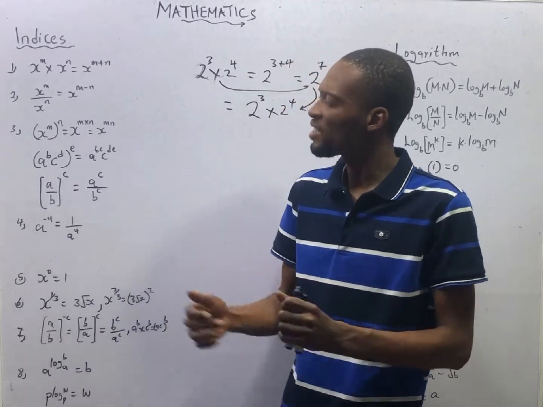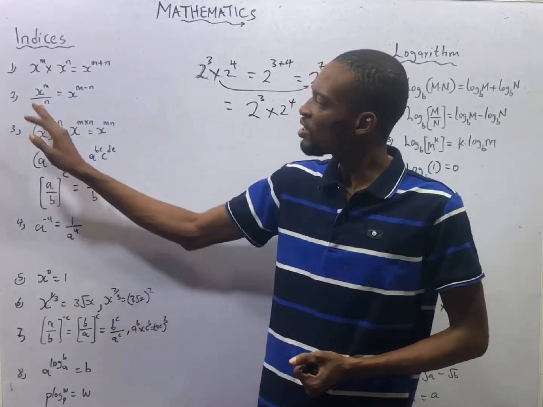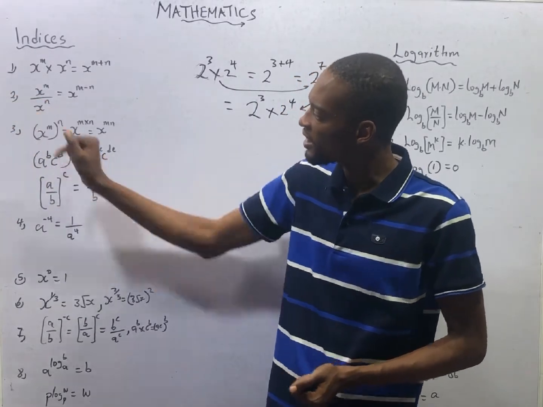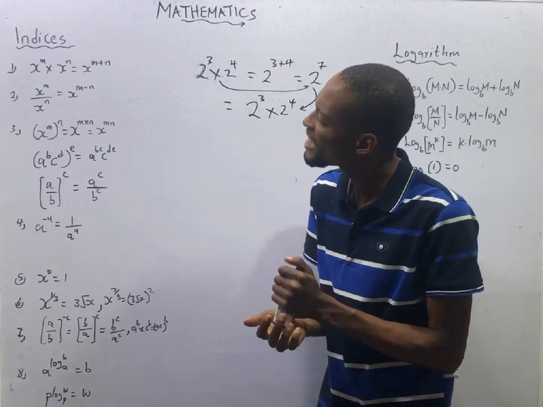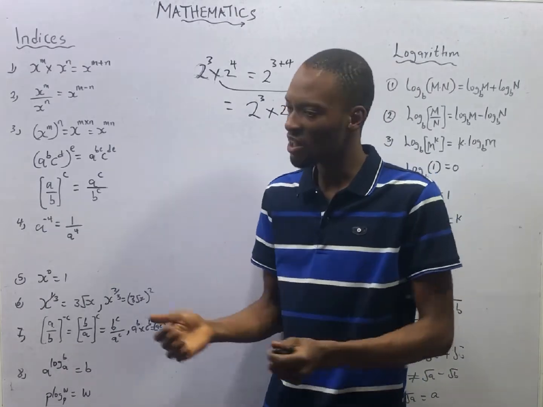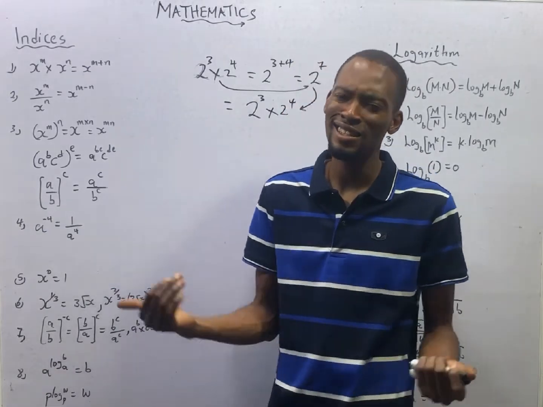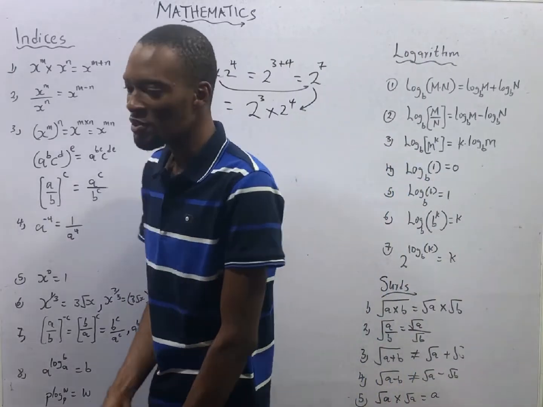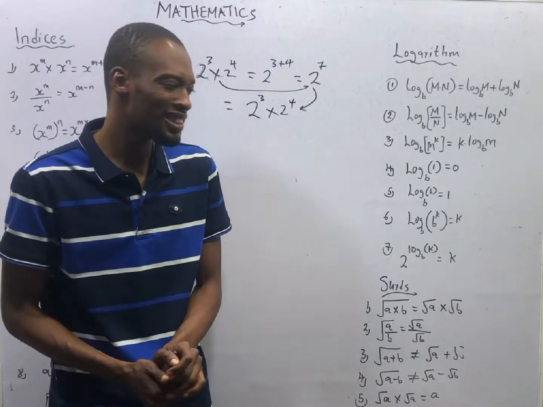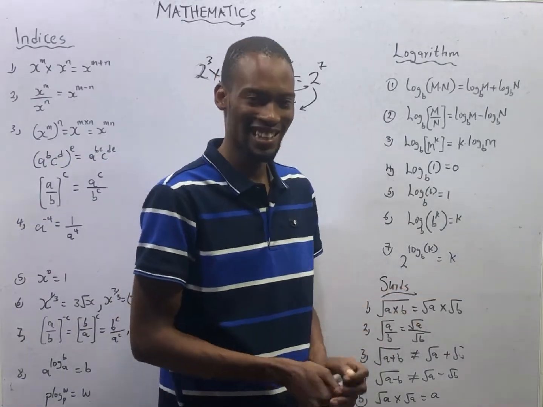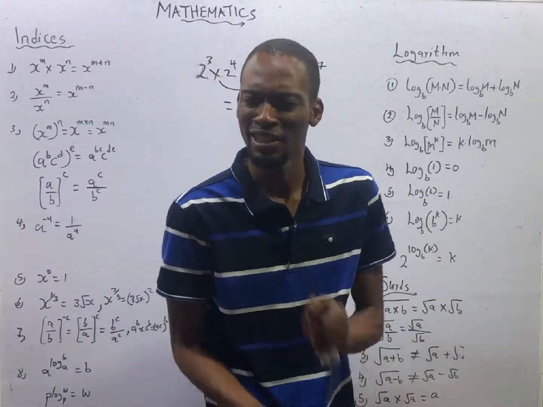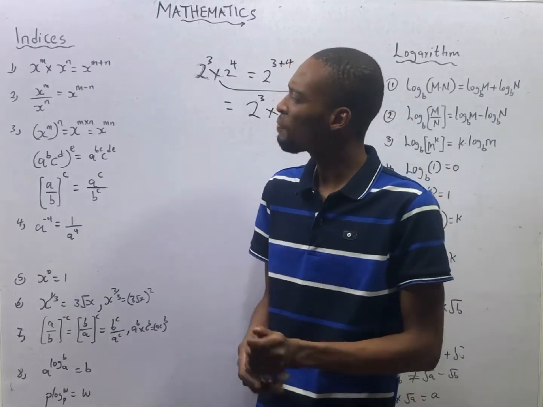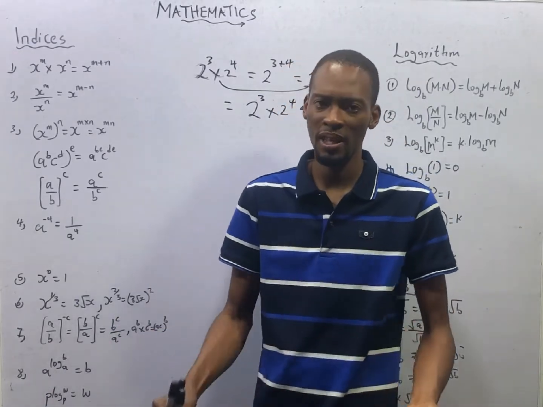And the second law of indices says that if you have s raised to the power of m over s raised to the power of n, this is equal to s raised to the power of m minus n. Now here is the interpretation. When you see s in mathematics, or you see y, or you see any alphabet, don't take it to be a particular person. They mean unknown.